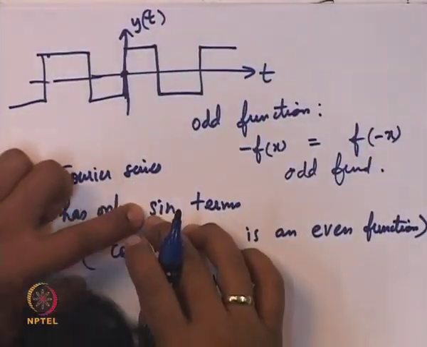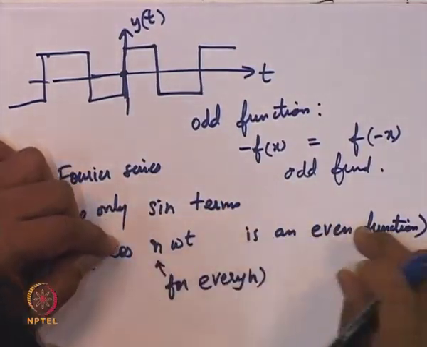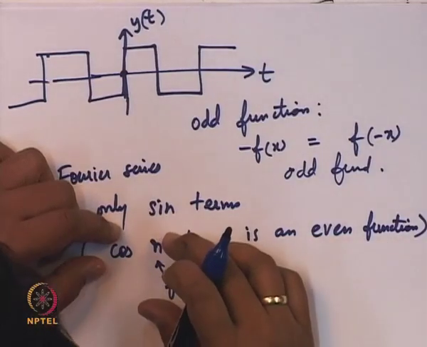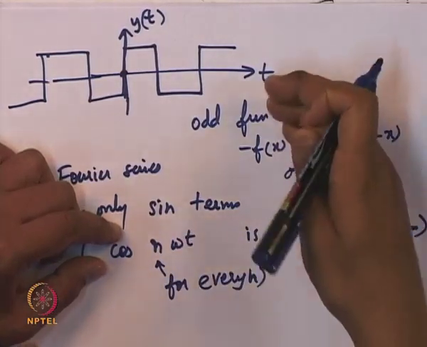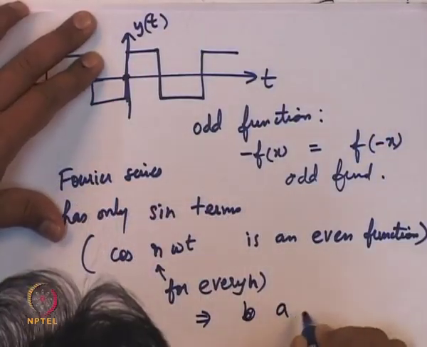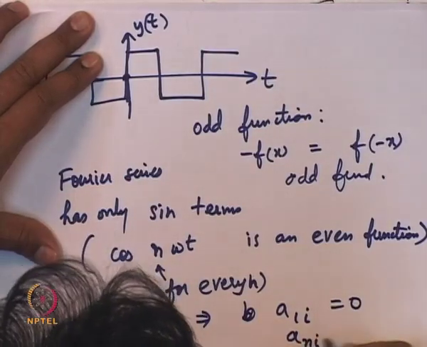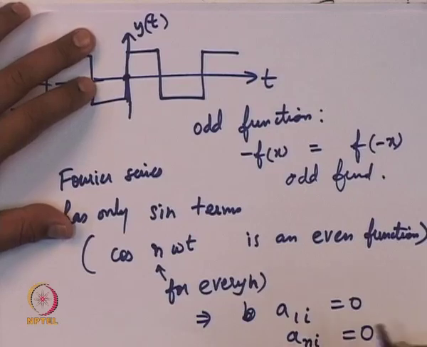If you are trying to resolve it in terms of its odd part and even part, but coming to this case, all the sinusoidal terms together comprise its odd part, and all the cosinusoidal terms together comprise its even part. Since the function is already odd, you don't require any even function like cos n omega t to synthesize that function. So what this means is a 1 imaginary part equals 0. In fact, for any harmonic, the cosinusoidal term is not required.